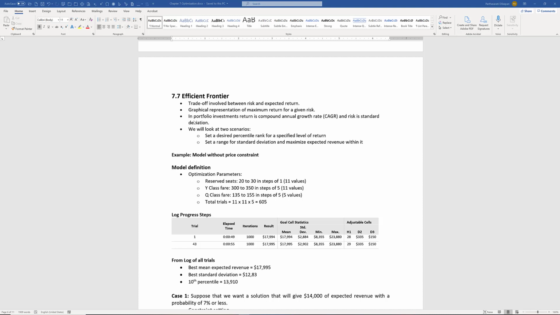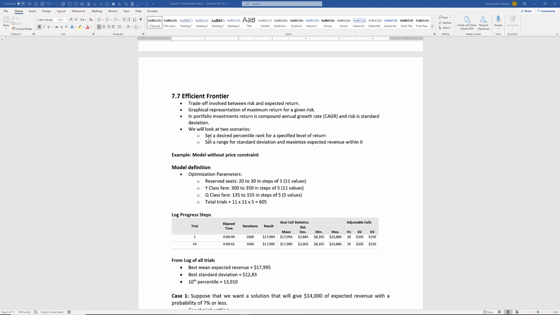And in portfolio investment, the compounded annual growth rate is your expected return, and the risk is measured by the standard deviation. So standard deviation is a stand-in for the risk exposure. So in our airline pricing model, we're going to take a similar approach.